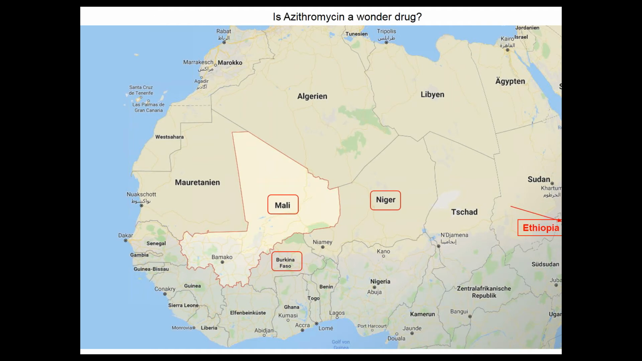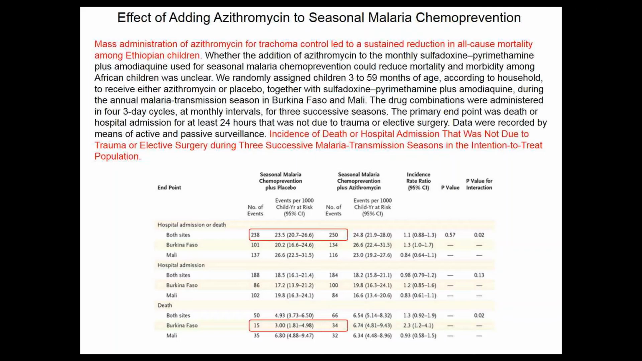And this remarkable paper that was published in 2009 has led investigators to again test the notion if azithromycin could be some sort of wonder drug that keeps children alive. And one of the hypotheses is that the presence of azithromycin might decrease malaria that in essence these children all have on a periodic basis.